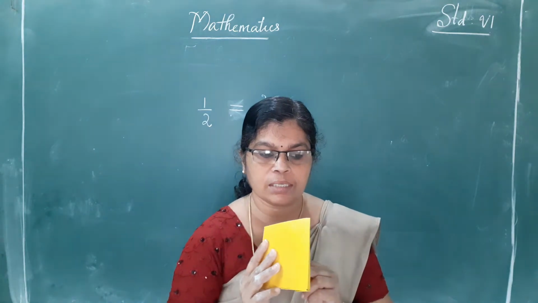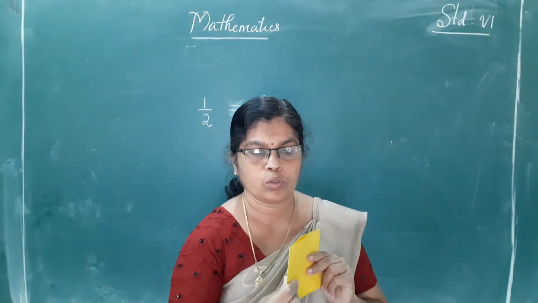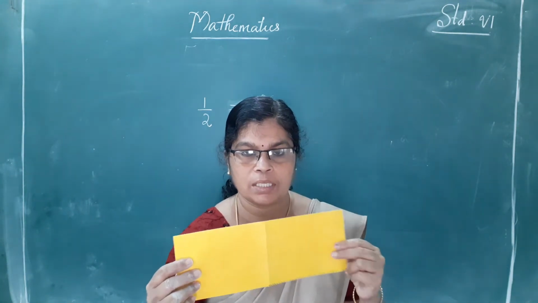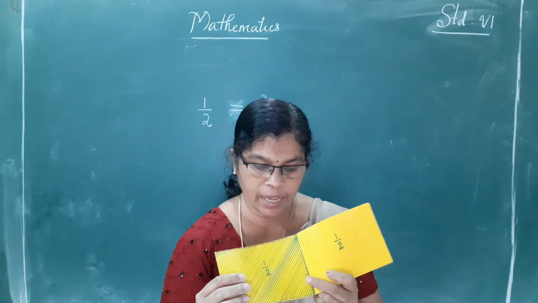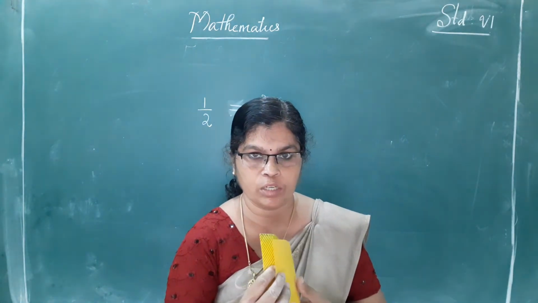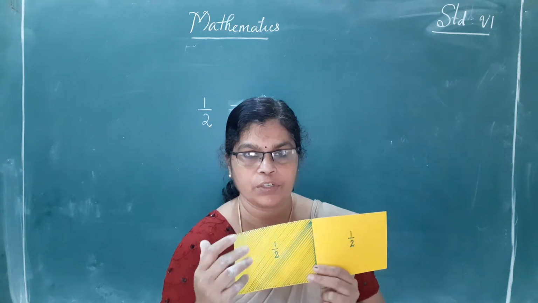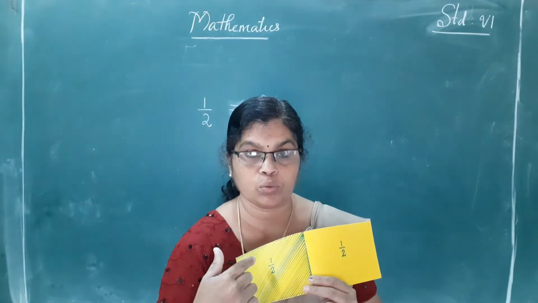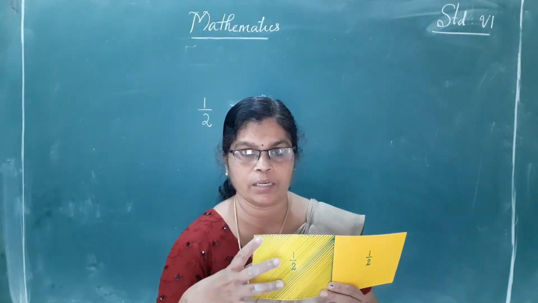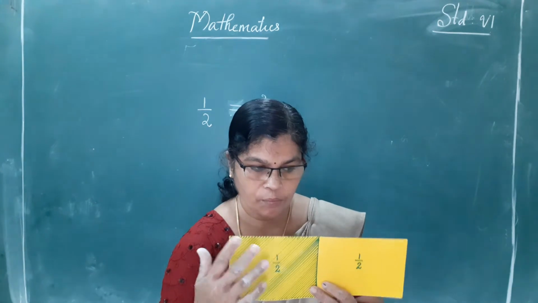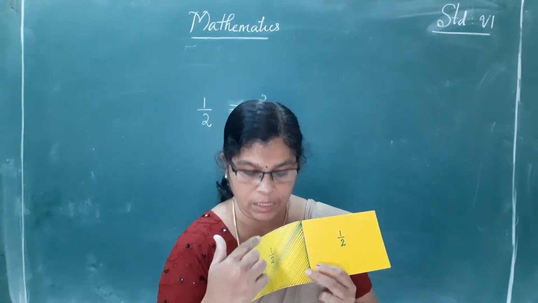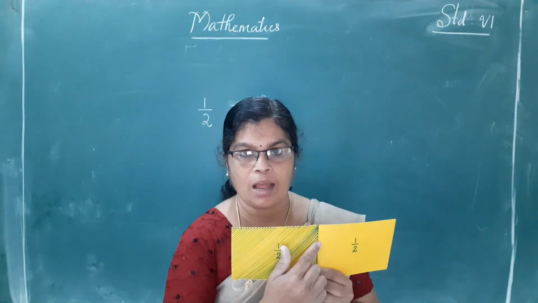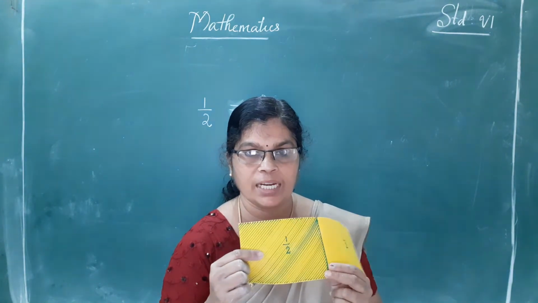Now see, this paper I have divided into 2 parts. Each part I have shaded. I have divided this into 2 parts and one part I have shaded. This is the first part and this is the second part, and this is 1 by 2, right? Half of the portion; I have divided it into 2 equal parts. Out of that, this is 1 part, right? So how will you write it as a fraction? 1 by 2. That means half of this sheet of paper I have shaded, right?